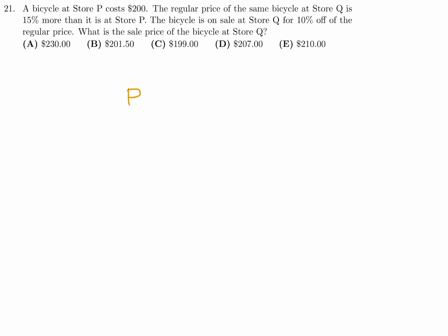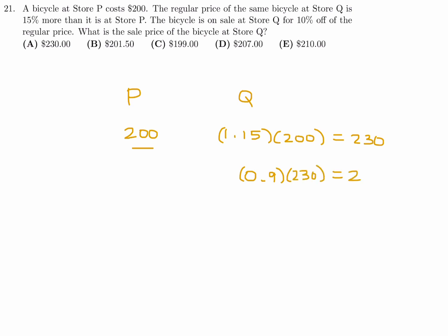At store P, the price is $200. At store Q, the price is 15% more than this $200. So it would be 1.15 times 200. And that is $230. Then they're saying that this $230 is discounted by 10%. So you take that 230 and multiply by 0.9 to get the new price. And when you do, you get 207. And that is the sale price at store Q. So number 21, the answer is D.